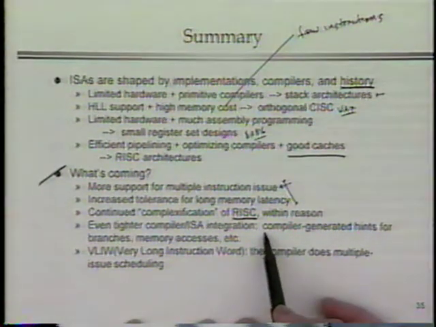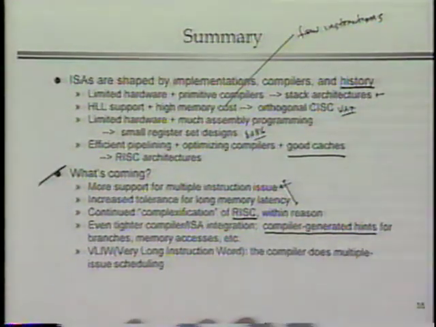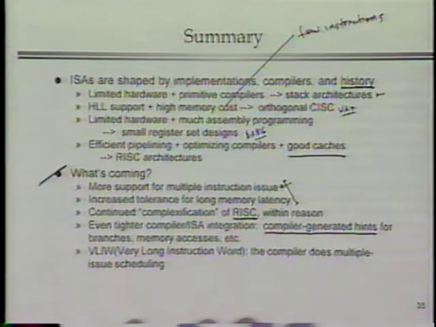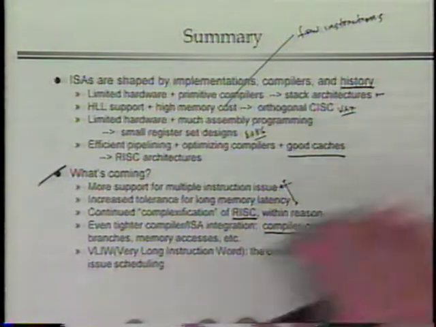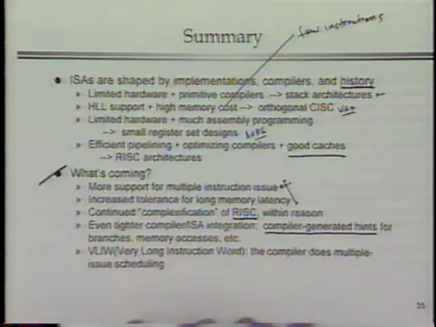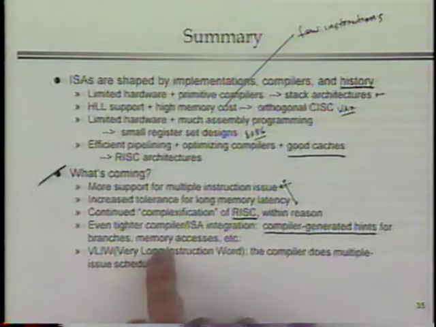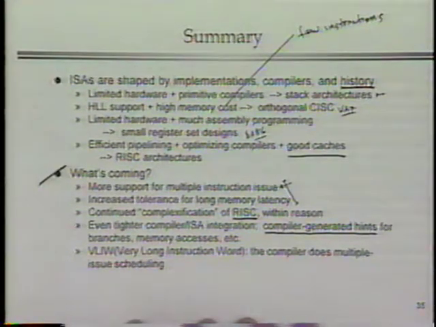And the kind of thing I was talking about last time, where the compiler or even the programmer could generate hints to give the implementation, give the processor a better idea of how it might optimize the execution of particular instructions. Branches and memory accesses are two examples where that can happen and be productive.